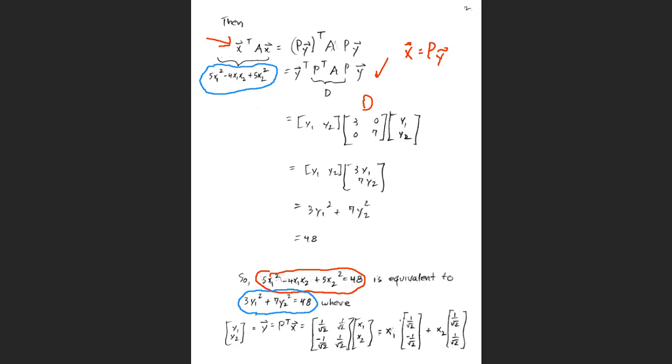Or think of it this way. The oblique ellipse 5x1 squared minus 4x1x2 plus 5x2 squared equals 48 with respect to the x1, x2 coordinates is equivalent to the much simpler elliptical equation 3y1 squared plus 7y2 squared equals 48 with respect to the y1 and y2 coordinates. And the y1, y2 coordinates are related to the x coordinates through what I've written below here.